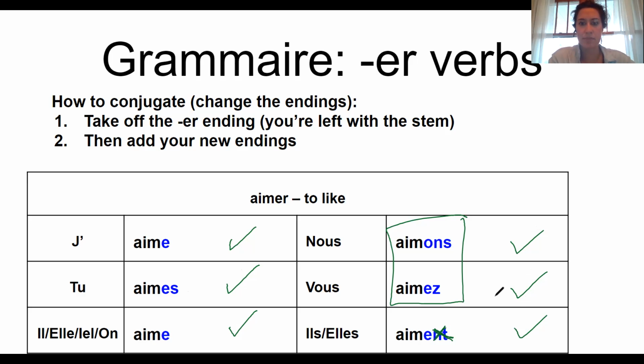Ils aiment. So you notice that this sound here has a Z sound because we've got this S next to this A, so it has a Z sound. Z, Z, Z. It's not spelled like that, but it's pronounced like that.